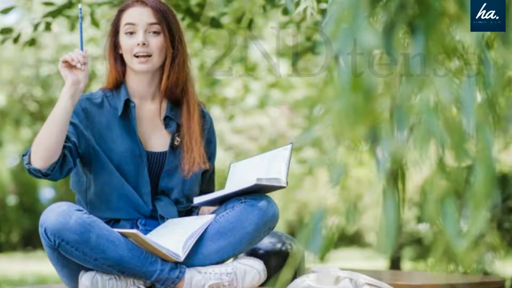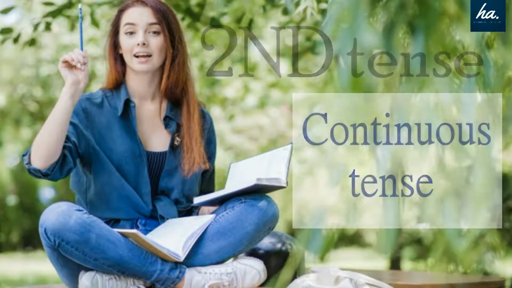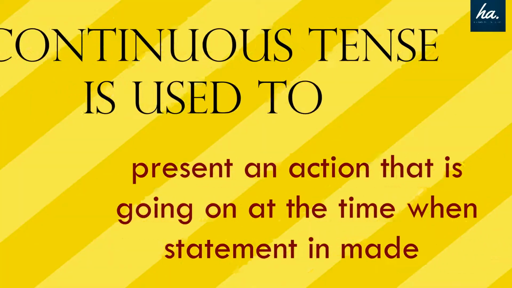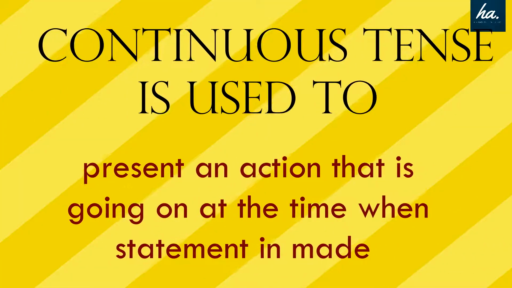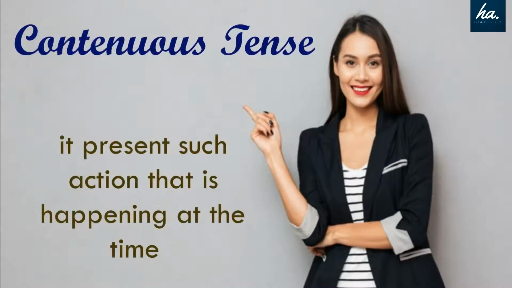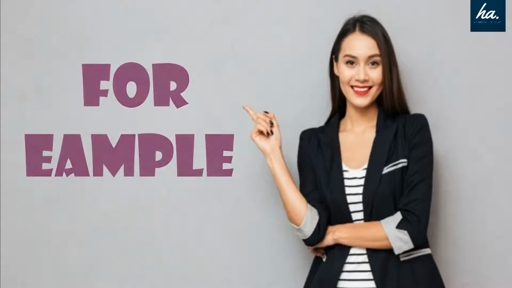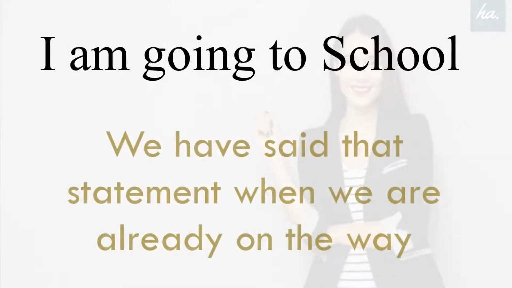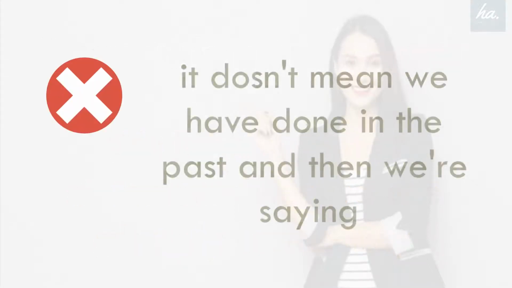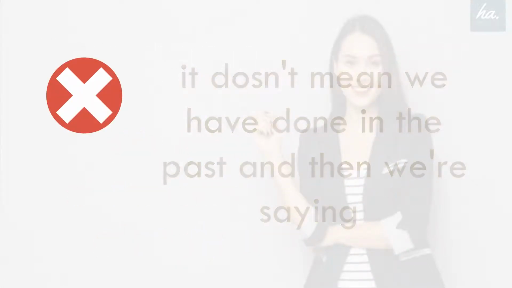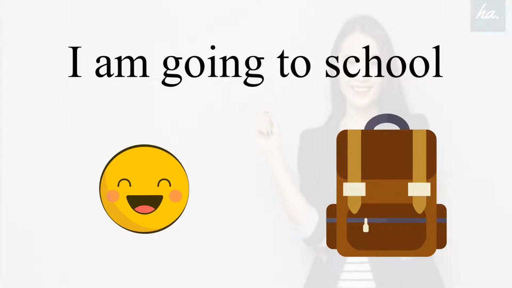Now the second one, that is continuous tense. Continuous tense is used to present an action that is going on at the time when a statement is made. This means it shows an action that is being done at the time we are speaking. For example, if we say I am going to school, it means we said that statement when we are going ourselves. It doesn't mean that we have done it in the past and then we are saying that I am going to school.